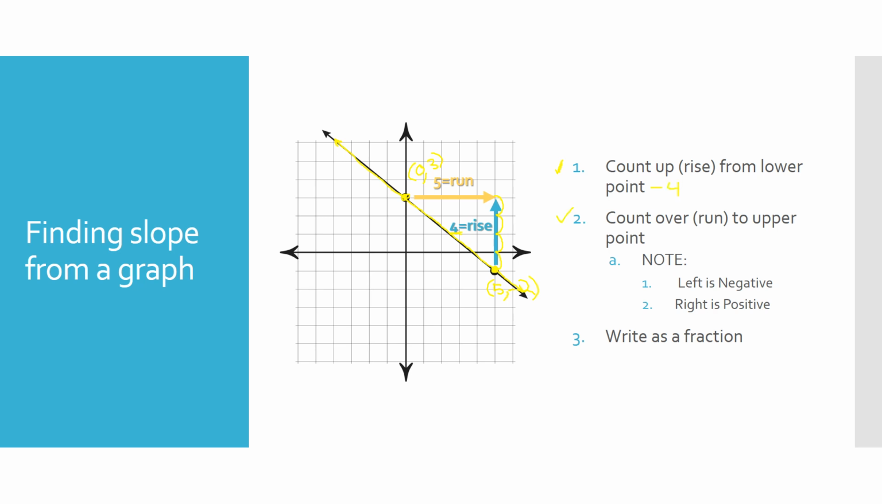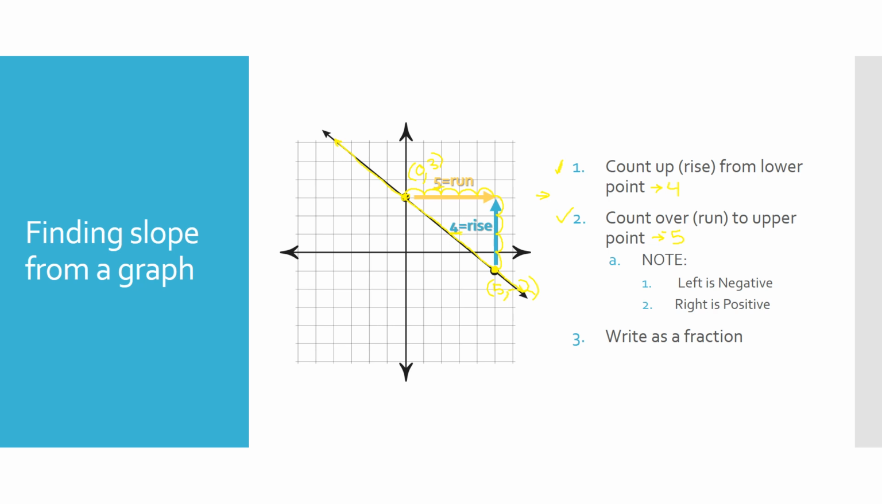Next, it says to count over to our run point. So I'm going to count over 1, 2, 3, 4, 5. Our run is 5. Important to remember that because left is negative, this is a -5 since I went left for my run. If I go right, then it's positive and my slope will be positive. But whenever I go left, my slope is negative.